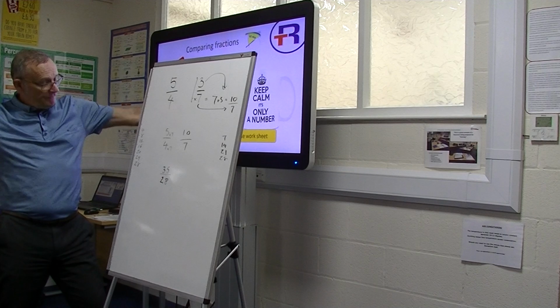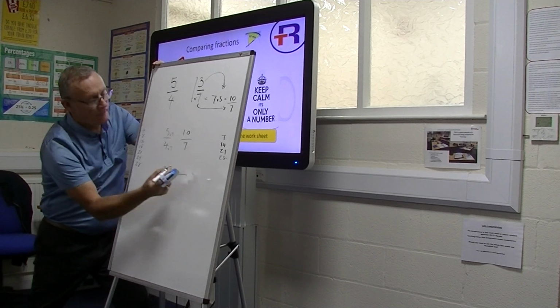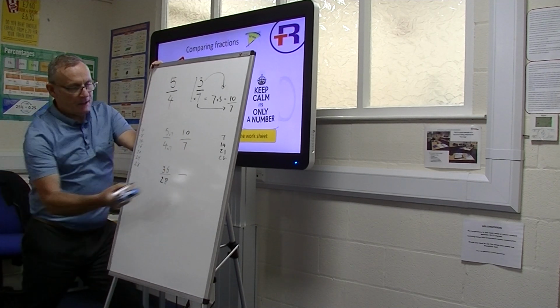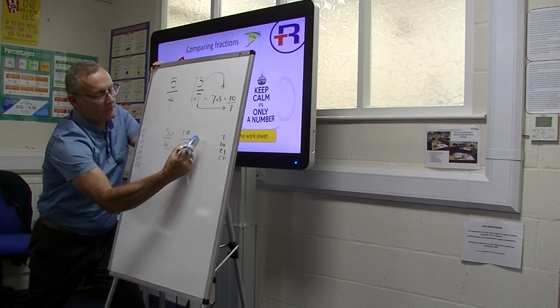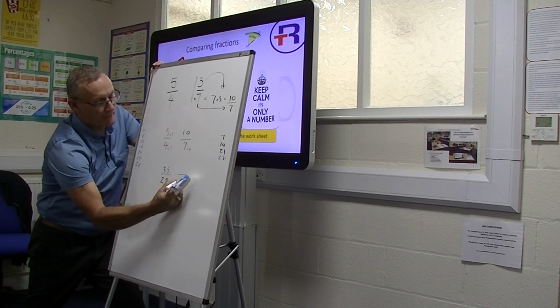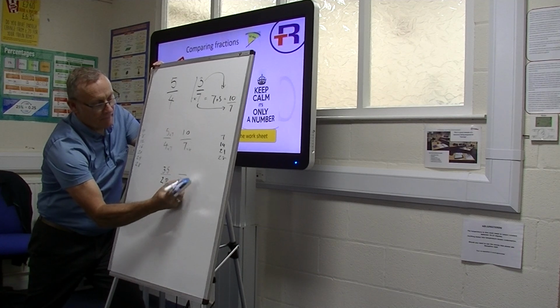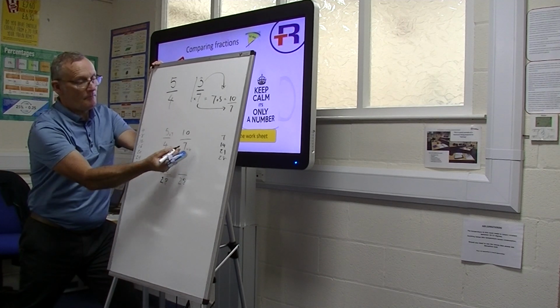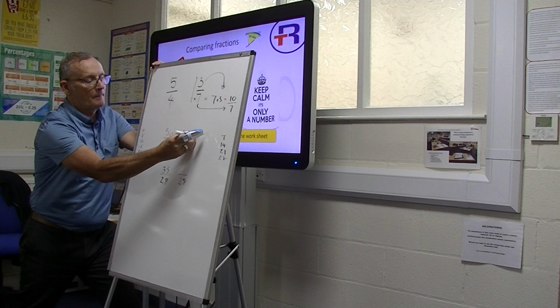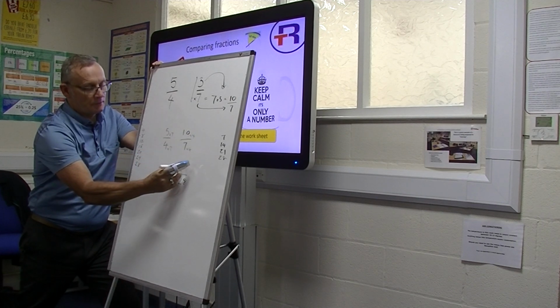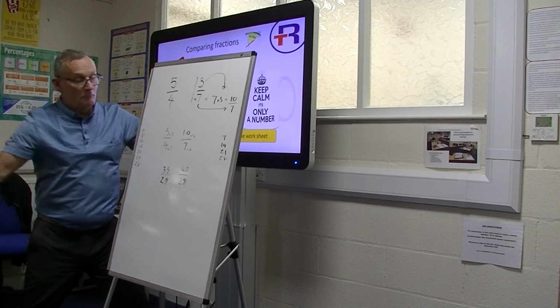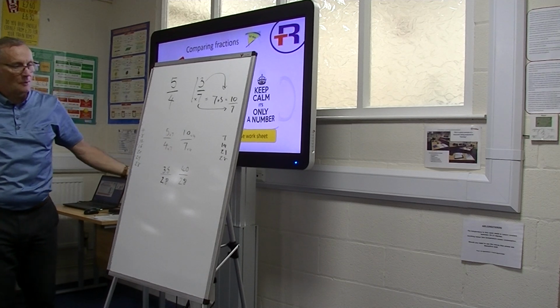Right, that one's done. Forget it. Let's go to this one. 7. How am I going to make it into a 28? 1, 2, 3, 4. I'm going to times it by 4. There it is. Whatever I've done to the bottom, I'm going to do to the top. 10 times 4 is 40. Job done.